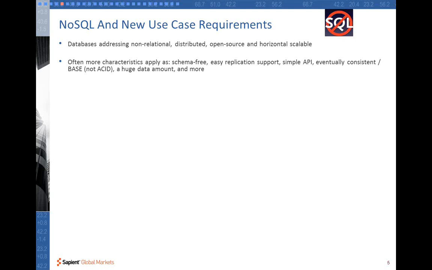Often more characteristics apply, such as schema-free, easy replication support, simple API, eventually consistent, BASE. Now, BASE is basically available, soft state, eventual consistency, and soft state refers to the behavior where data is written to memory instead of disk, and it's an optional ACID, a huge amount of data and more. We'll have a comparison of ACID and BASE properties in our second section, which deals more technically with it.